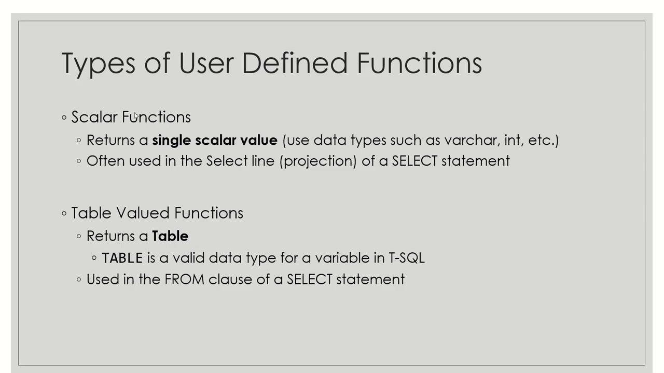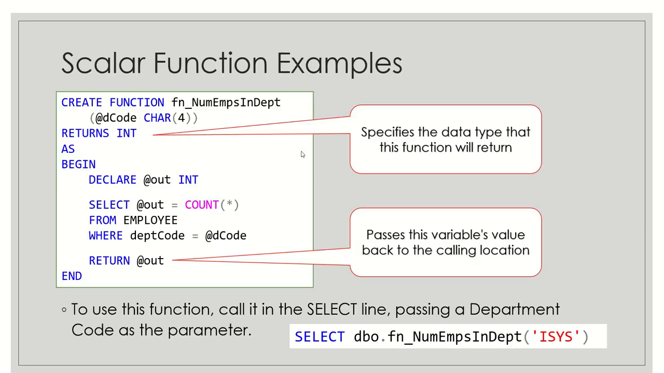So let's focus in on scalar functions now. Here's an example of a scalar function. The name of it is num_emps_in_dept, which is a lot of abbreviations, but it's meant to indicate that this function calculates the number of employees in a department. So we're working with our company example with department and employee tables, and we're going to call on this function to tell us how many employees are in this department.